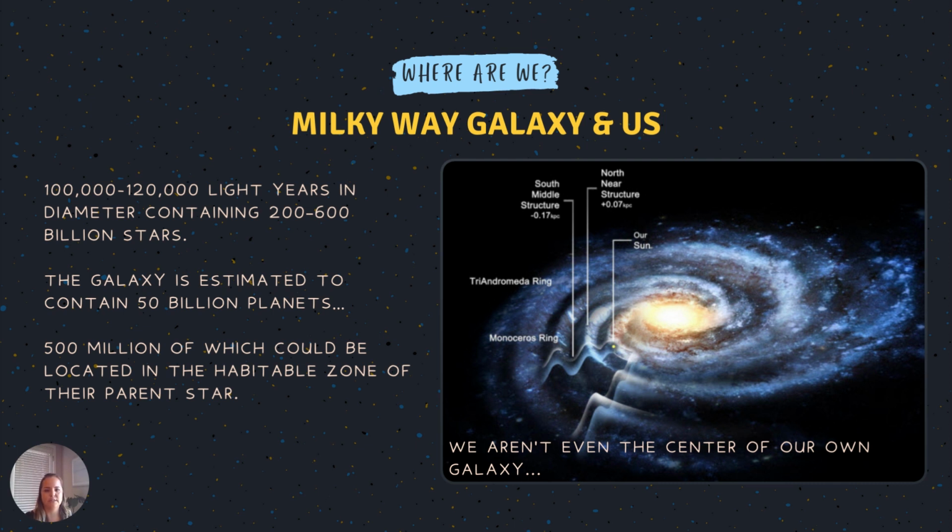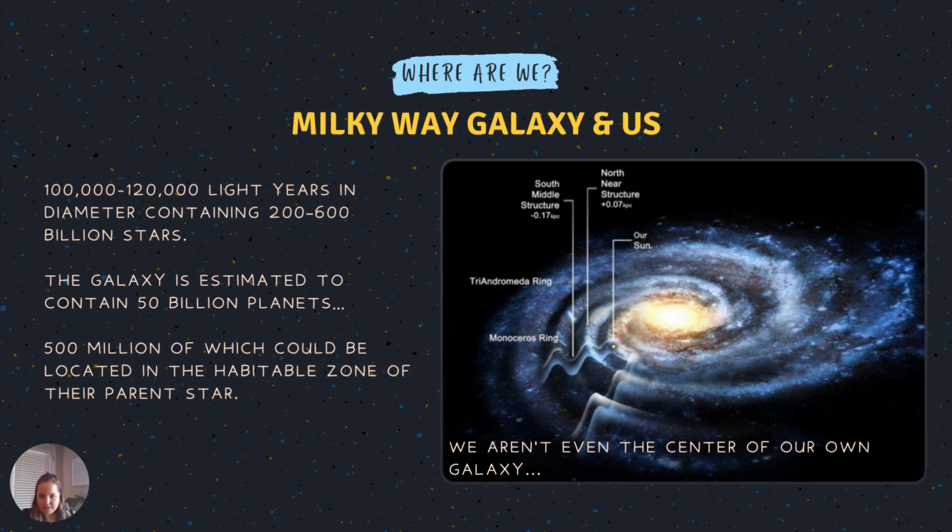And so this is the center of our galaxy, and our sun is here off to the left in this image. So our Milky Way galaxy is about 100,000 to 120,000 light years in diameter, with over 200 to 600 billion stars. And that's just our single galaxy. Remember, there's billions of these in the universe.